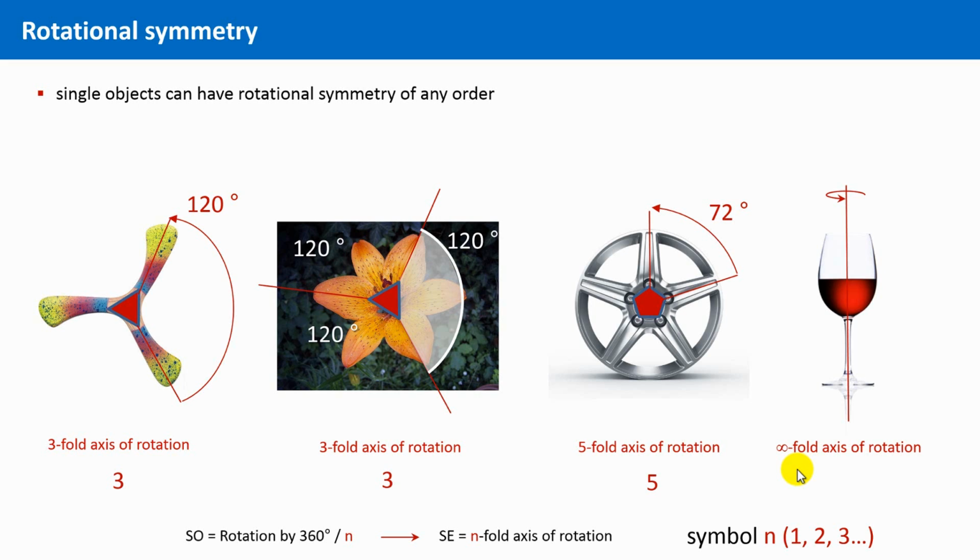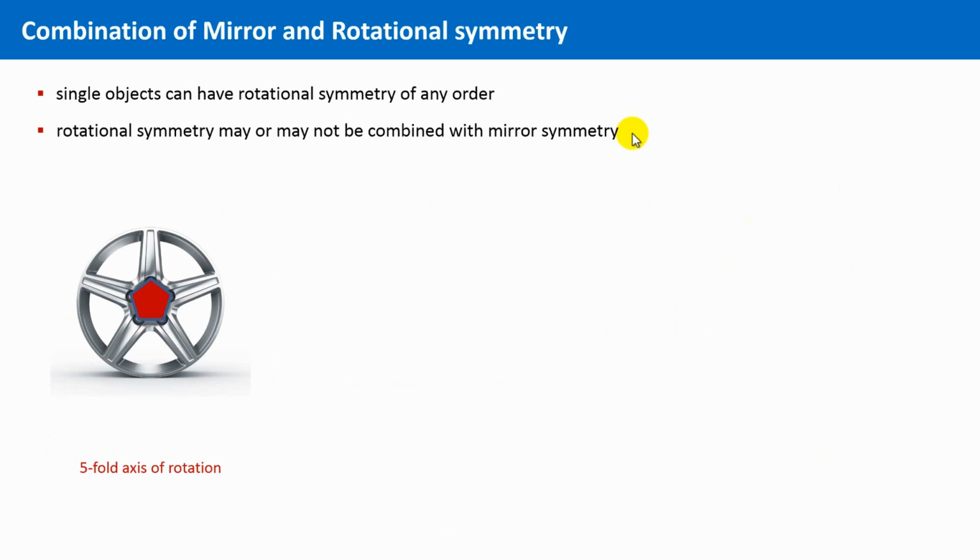Some of these objects have only rotational symmetry, but others show also mirror symmetry. In general, there are far less objects which show rotational symmetry only without having mirror symmetry. It happens much more often that both symmetry kinds are combined. This car rim, for instance, has not only a 5-fold axis of rotation, there's additional mirror symmetry present.